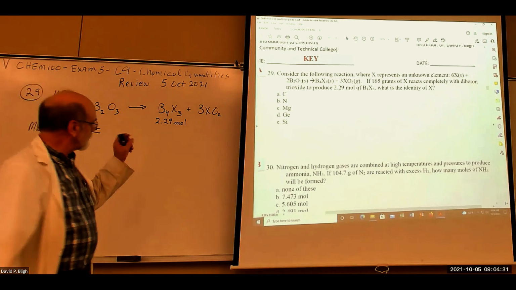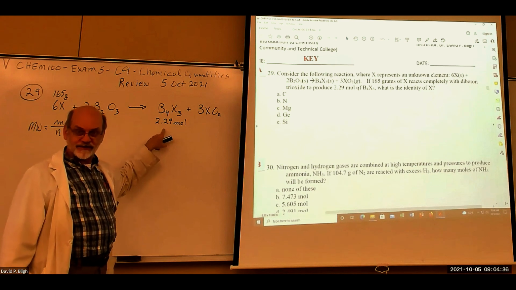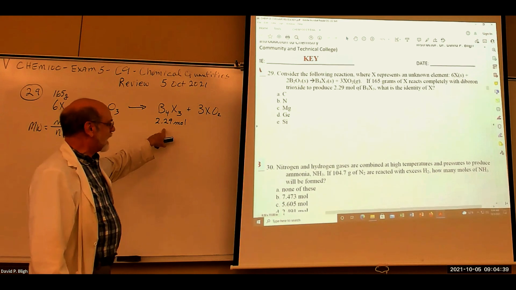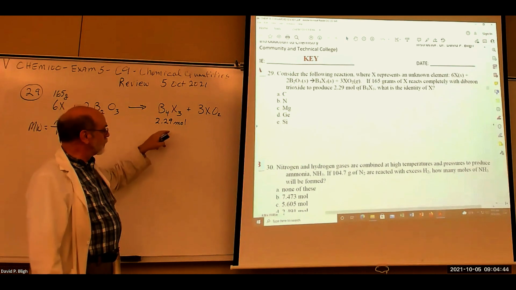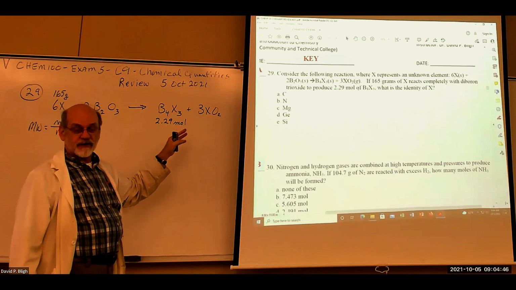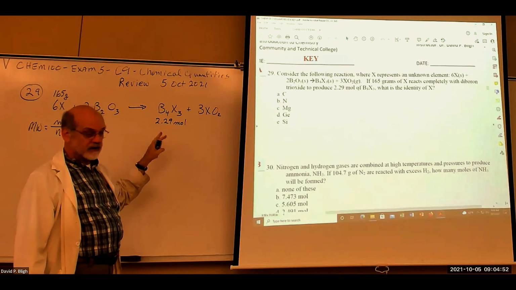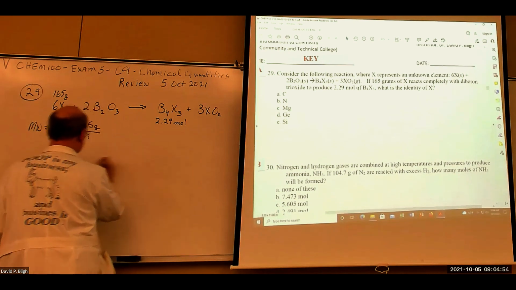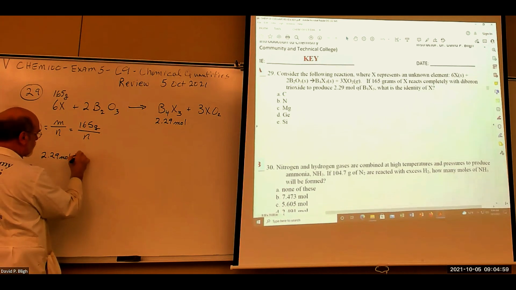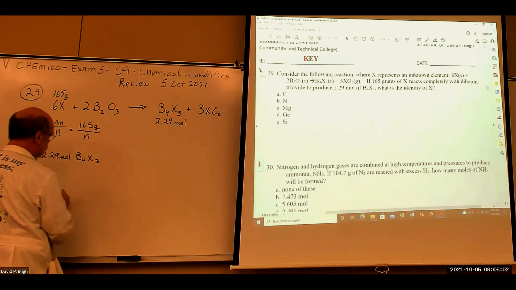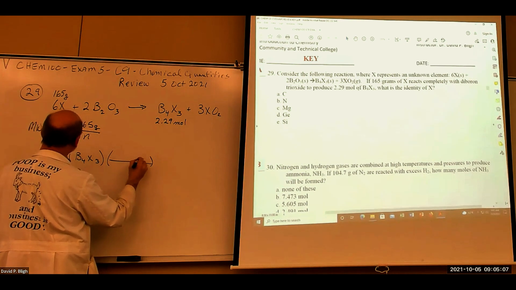Okay, so we know how many moles of this is produced. Can we find out how many moles of this? Well, yeah. If you have moles of a reactant or a product, you can find out the number of moles of any other component, reactants or products. So if we have 2.29 moles of B4X3, we want to convert that to moles of X.